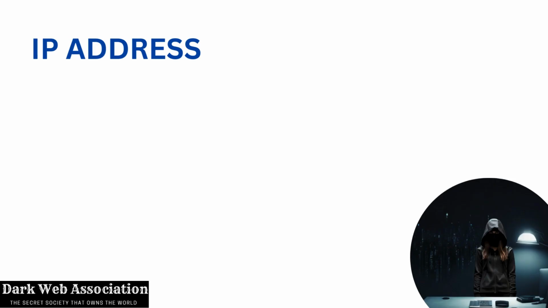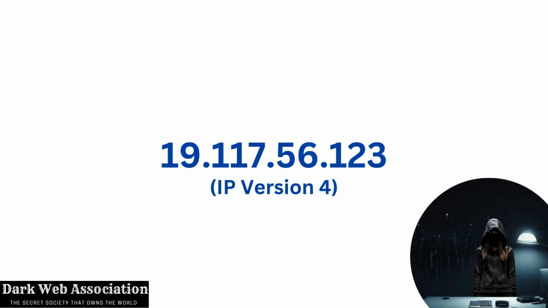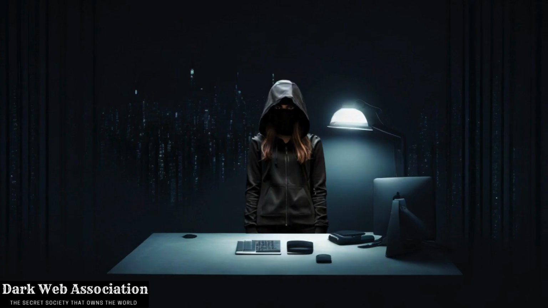There are two types of IP addresses, IP version 4, or IPv4, and IP version 6, or IPv6. Let's look at examples of an IPv4 address. IPv4 addresses are written as 4, 1, 2, or 3-digit numbers separated by a decimal point. In the early days of the Internet, IP addresses were all IPv4.